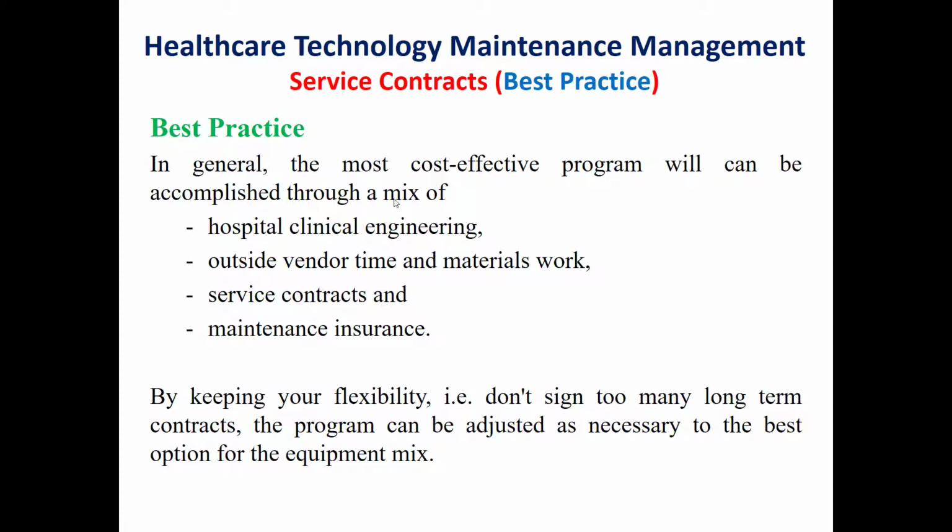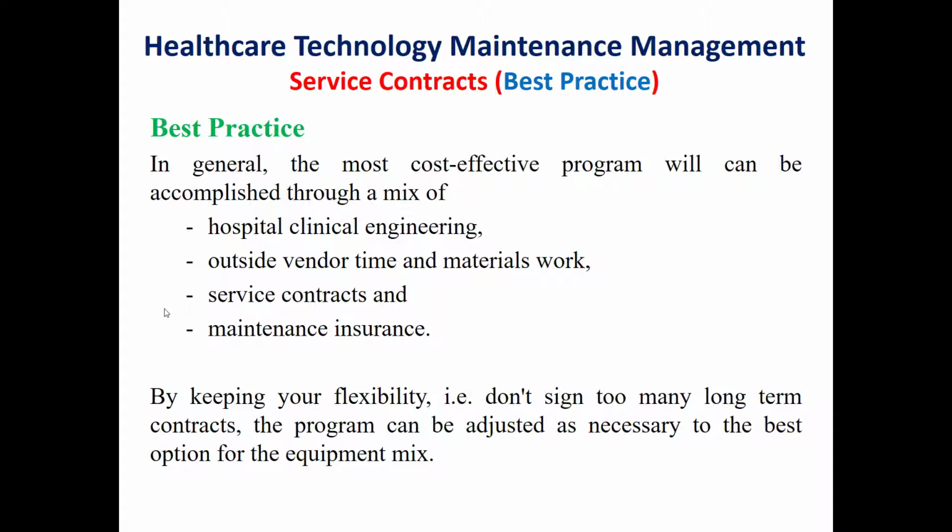So the best practice, or the most cost-effective program, needs to have a mix between these different types. As we said, this will be decided based on the size of the hospital and the size of the medical equipment in the asset inventory or in the preventive maintenance program. So we need to have a mixture. The percentage of each one will be decided based on what type of equipment, as we can see in the previous slides.